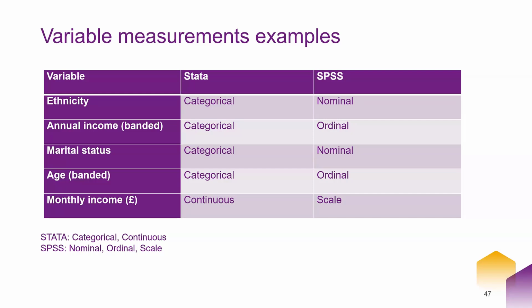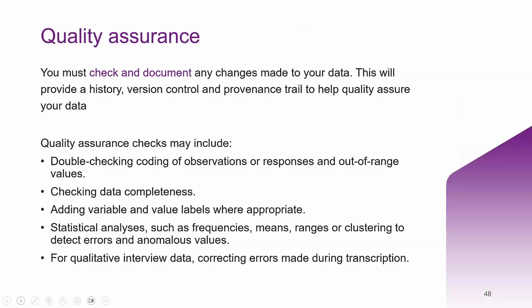When we talk about banded ages, categorical in data, ordinal in SPSS, and then monthly income, continuous in data, and scale in SPSS. It's just something to bear in mind when you're creating the data to be used by others, realistically by yourself as well, because you would be changing this for your own usages, so better to change them from the beginning.